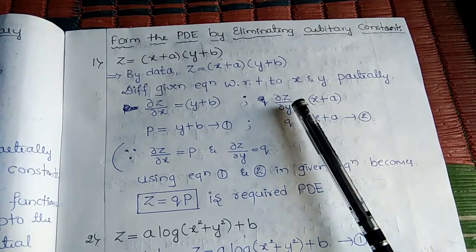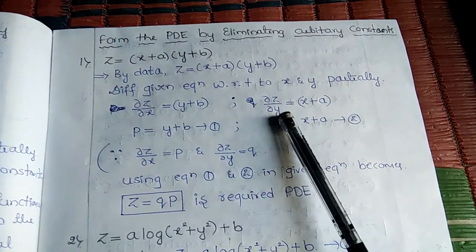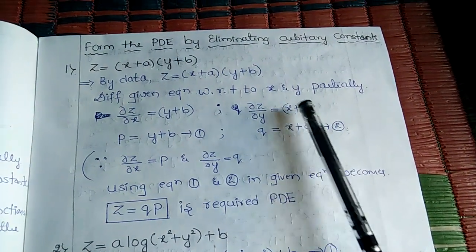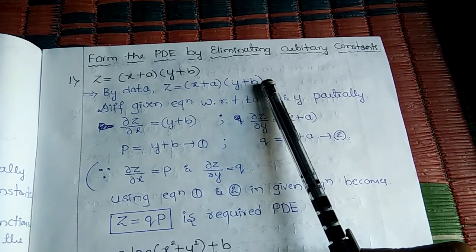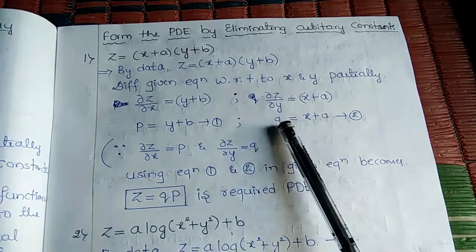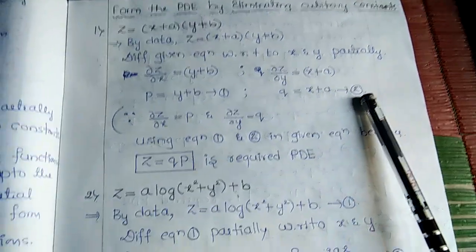Next, differentiate the given equation with respect to y, that is dou z by dou y. x plus a is a constant term, keep as it is. Differentiation of y plus b is 1. So dou z by dou y is equal to q, which is equal to x plus a. Call this equation 2.